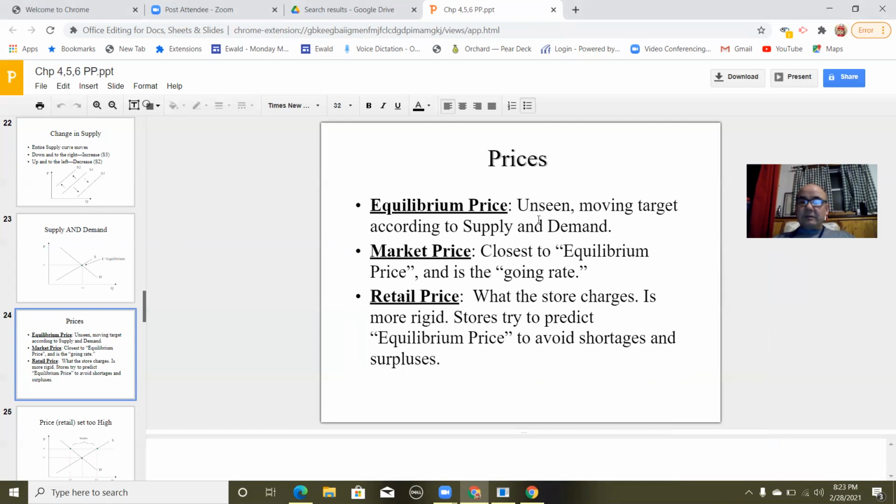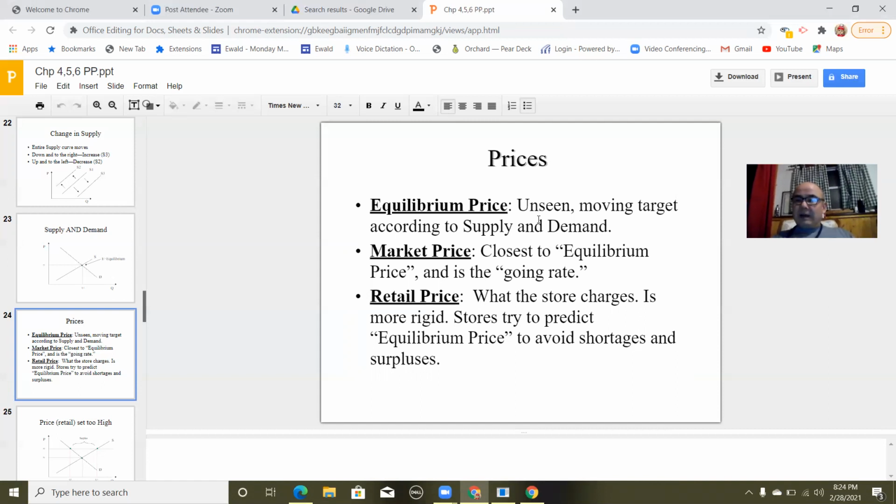Equilibrium price, it's unseen, it's a moving target. It depends totally on the exact supply and the exact demand at any given moment. As soon as somebody purchases a Mountain Dew, they drop out of the demand, so the demand goes down. Or when a Mountain Dew is purchased, it drops out of the supply, so the supply goes down. And then as more are being manufactured and brought to the market, the supply goes up. And so equilibrium price is just this kind of unseen moving target.